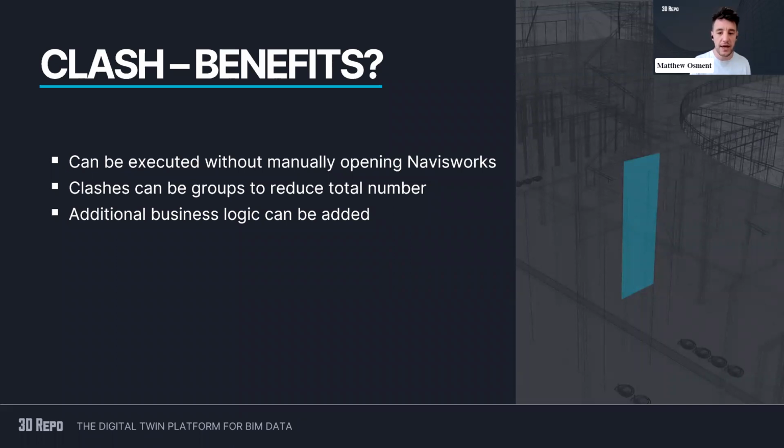So first of all, you can execute clashes without manually opening Navisworks. Clashes could be grouped to reduce the total number so that you can basically start to build your Dynamo workflow up to mitigate some of the manual stuff you're doing in clash detection. So if you wanted to say anywhere where a column of a particular type is clashing with a slab, I want to group those all together and only create one 3D Repo issue rather than 100 issues that exist inside Navisworks. And you can continue to add business logic to this.